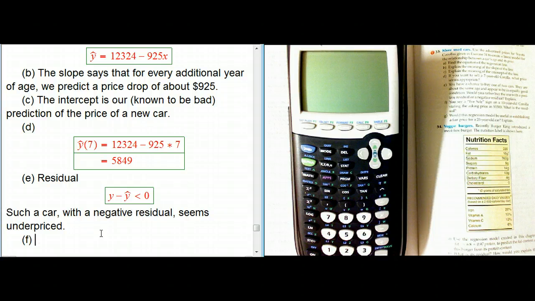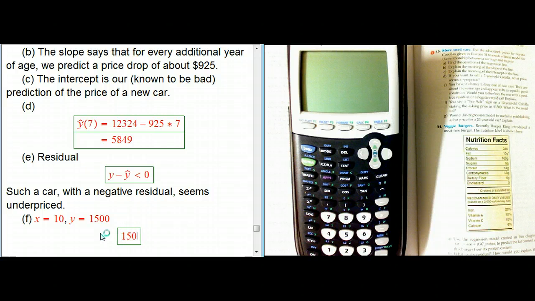Next part, you see a for sale sign on a 10-year-old Corolla stating the asking price is $1,500. What is the residual? Okay, so we have age x equals 10 and y equals 1,500. Okay, so the residual is the real minus y hat of 10.